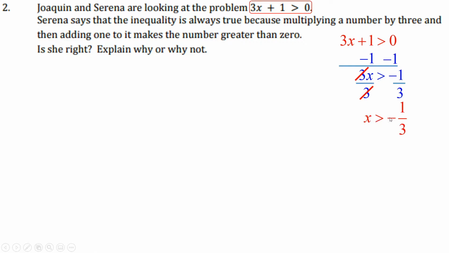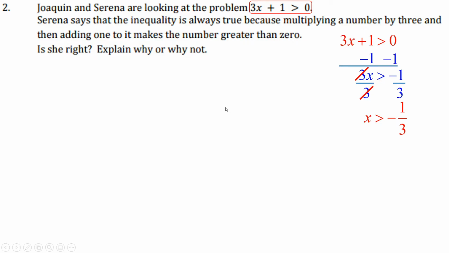Great. Well, let's go and take a look at what Serena says. Serena says that the inequality is always true because multiplying a number by 3 and then adding 1 to it makes the number greater than 0. So she's just looking at this inequality right here and saying if I multiply a number by 3 and then add 1, I will be greater than 0. But when we solved this, we said, no, that's not the case because x has to be greater than -1/3. Therefore, it's not always true.